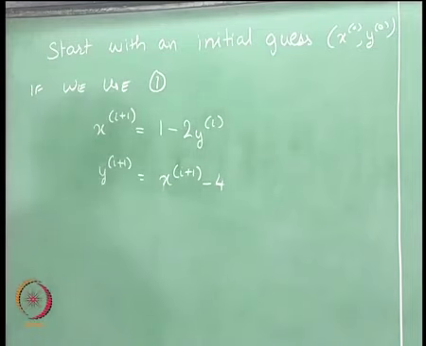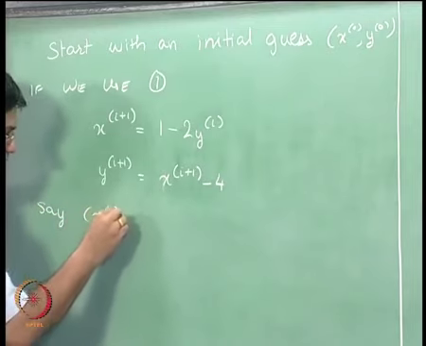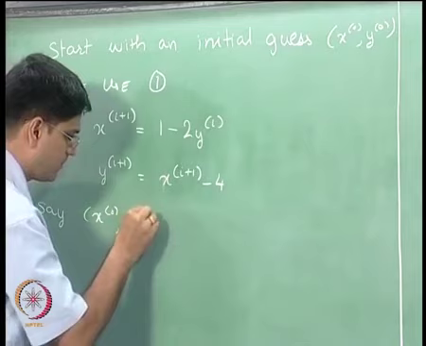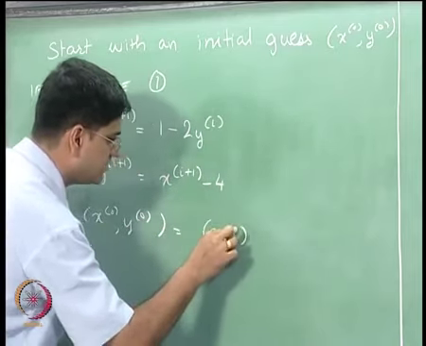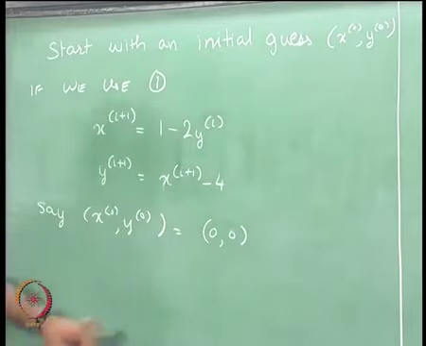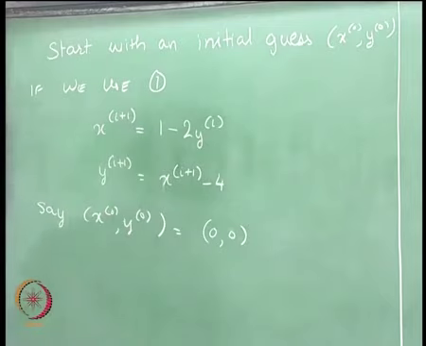We will start with some value, and just for convenience sake, we will start with the origin. So we start with the origin and use these equations in order to find the new solutions of x and y. Let us say now what happens at iteration number 1.